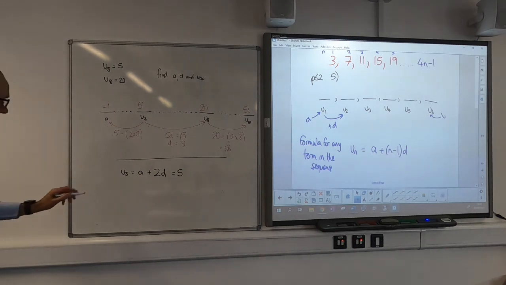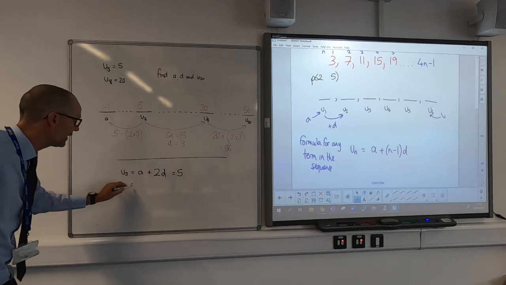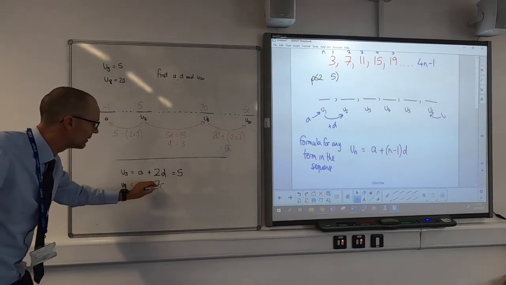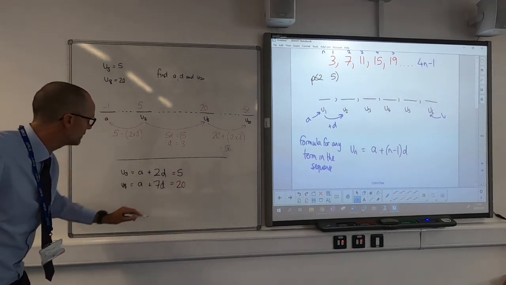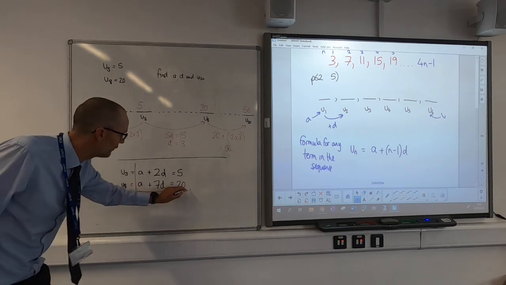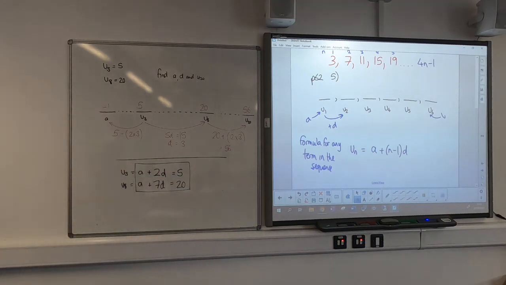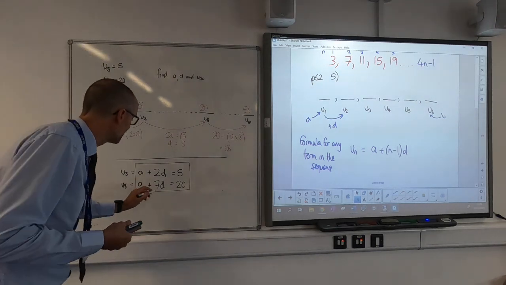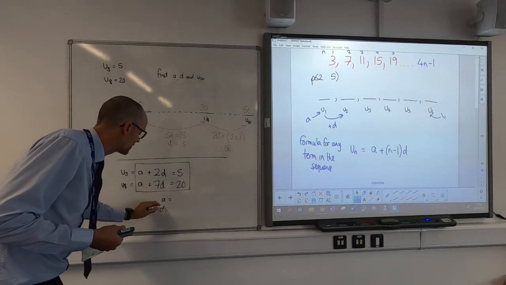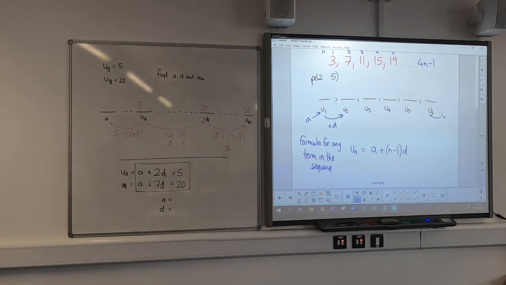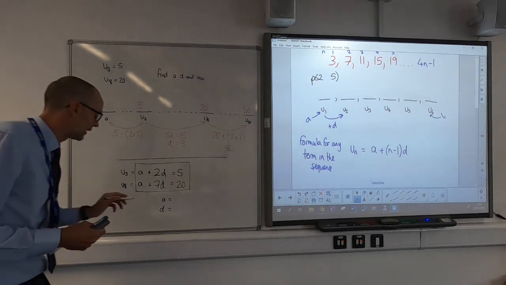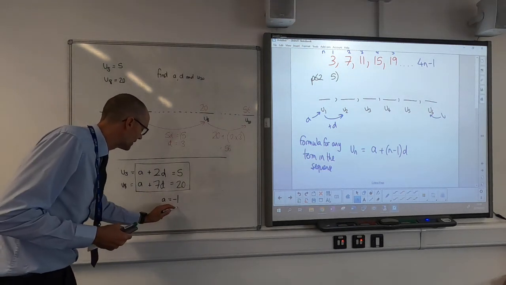I also know the 8th term. So the 8th term is the first term plus 7 jumps, and that's 20. What I then have is 2 simultaneous equations. I can whack those simultaneous equations into my calculator and I'll get A and D. So my calculator will tell me that A is minus 1 and D is 3.